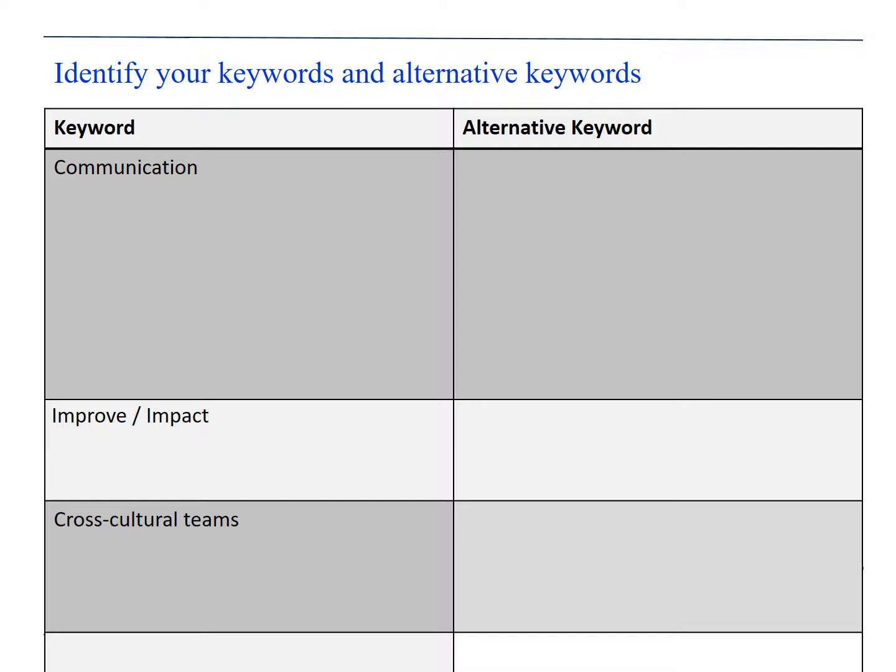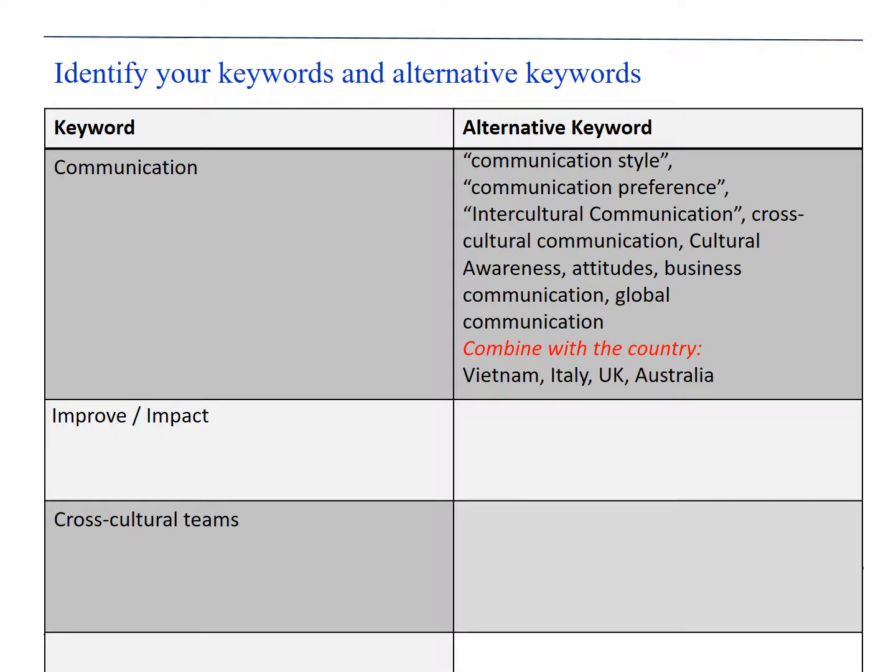So when looking at topic 2, I've pulled out a few keywords: communication, improve impact, cross-cultural teams. These are a guide. There are additional ones that you can use. But when we're looking at communication, communication can also be known as communication style, communication preference, intercultural communication, and so forth. You need to combine these keywords with the countries that you need to talk about and discuss, which include Vietnam, Italy, UK, and Australia.